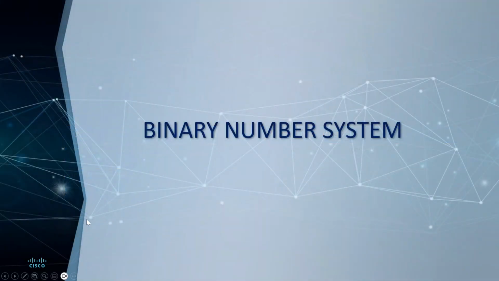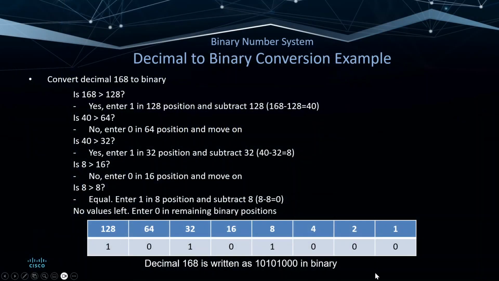So binary numbers. Let's look at the binary numbers. Binary numbers are base of 2. So as you can see here on the table, 1, 2, 4, 8, 16, 32, 64, 128. You may say, okay, from where those numbers came from? They came from the base of 2.